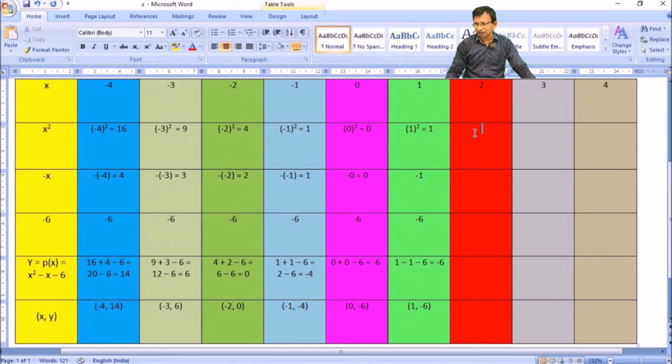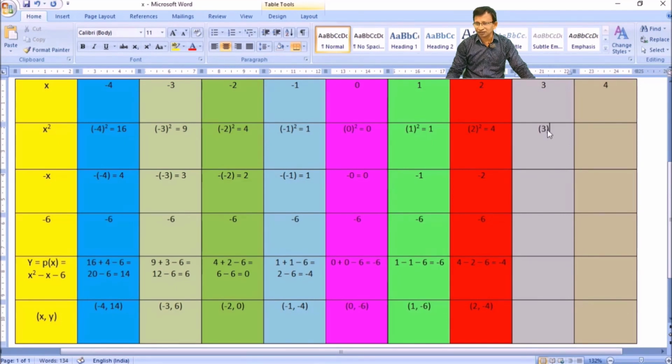Next, come to the eighth column. If x equals 2, then x squared is equal to 2 whole squared, which is equal to 4. Minus x equals minus 2. And the third term is minus 6. By adding these three terms, you will get 4 minus 2 minus 6, that is equal to 2 minus 6, that is equal to minus 4. So the point is (2, -4).